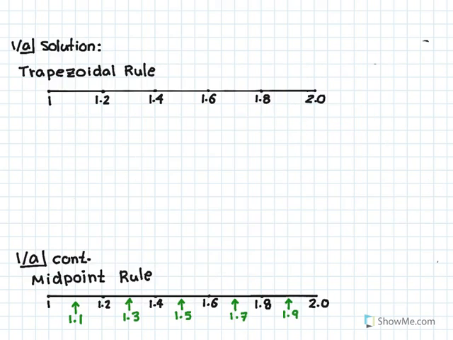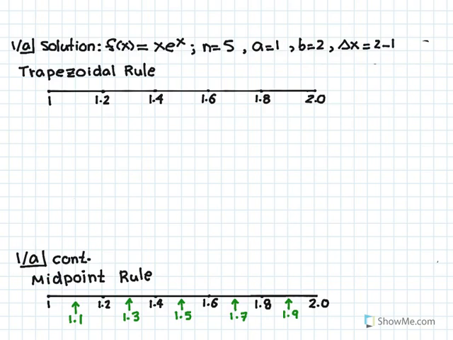All right, let's begin. So what we have is the function f of x is equal to x e to the x. The number of partitions is n equals 5. Lower limit of integration, a, is equal to 1. Upper limit of integration, b, is equal to 2. And delta x is equal to b minus a over n. So delta x is 2 minus 1 divided by 5. 1 over 5 is 0.2. And here we have our equally spaced values of x.